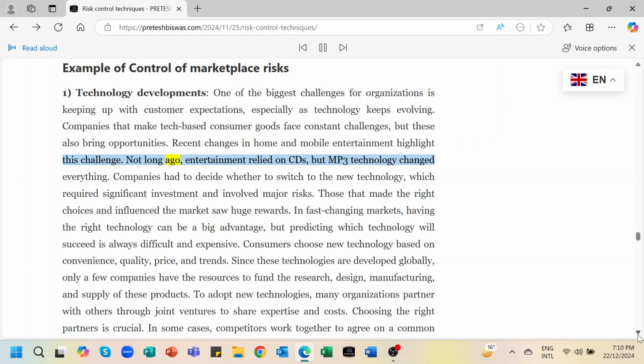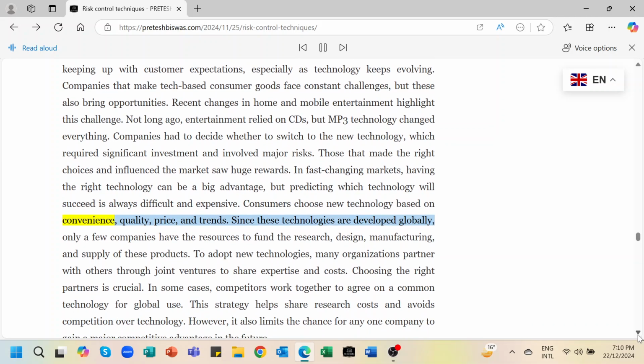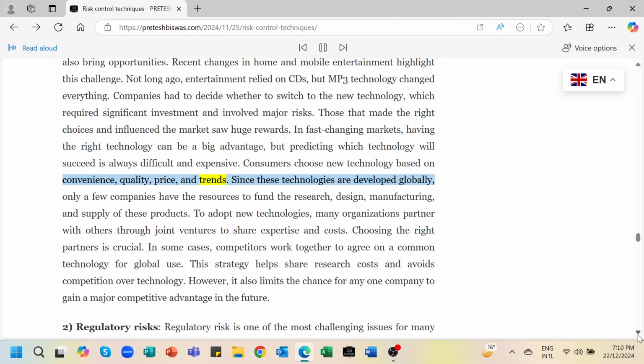Not long ago, entertainment relied on CDs, but MP3 technology changed everything. Companies had to decide whether to switch to the new technology, which required significant investment and involved major risks. Those that made the right choices and influenced the market saw huge rewards. In fast-changing markets, having the right technology can be a big advantage, but predicting which technology will succeed is always difficult and expensive. Consumers choose new technology based on convenience, quality, price, and trends.